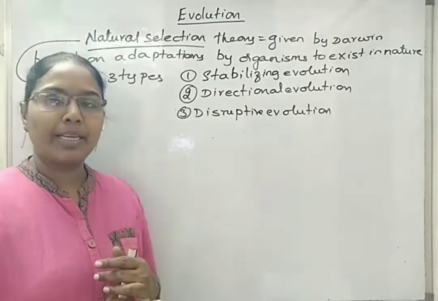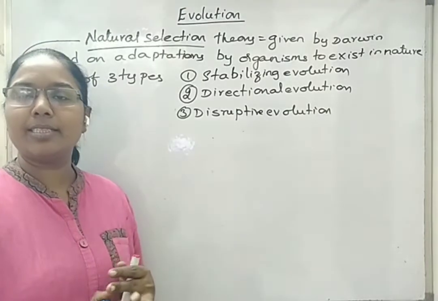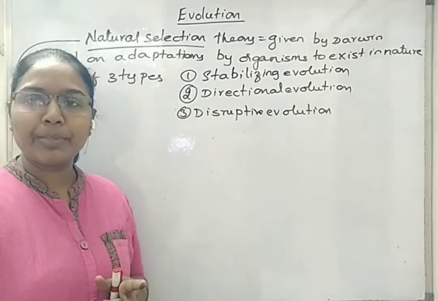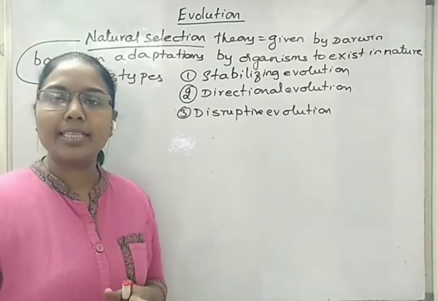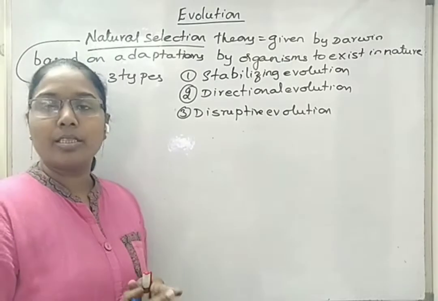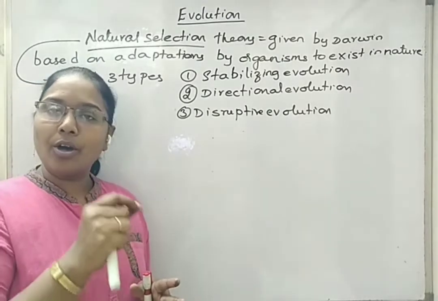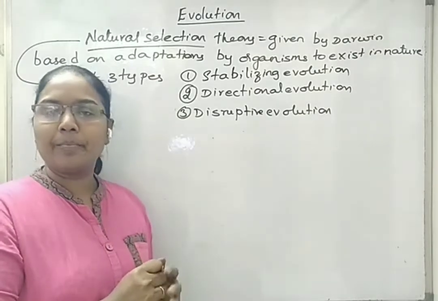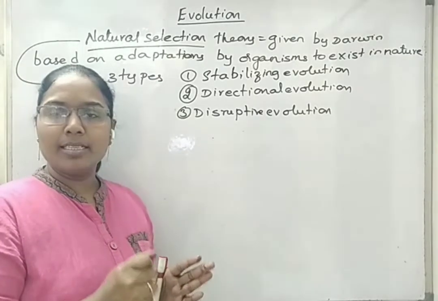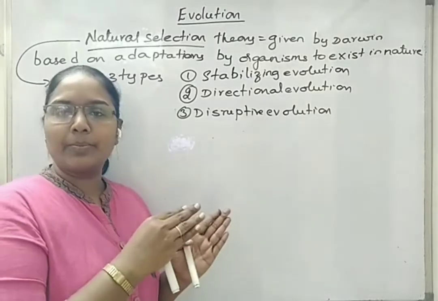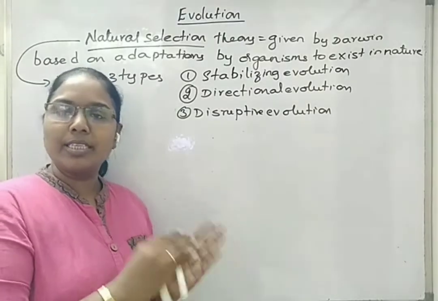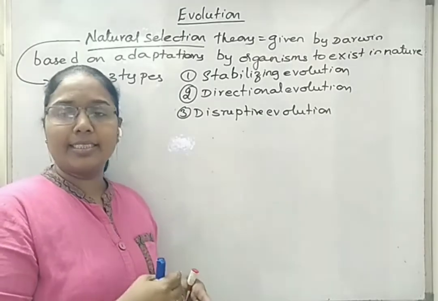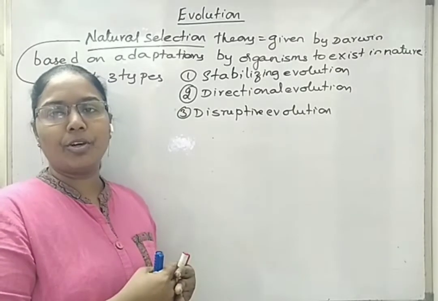One is stabilizing evolution. Second one is directional evolution. Third one is disruptive evolution. Stabilizing evolution includes the selection by nature of intermediate forms only. Nature is not selecting, in some types of organisms, the original one or the changed one, but it is selecting the intermediate type of organism.